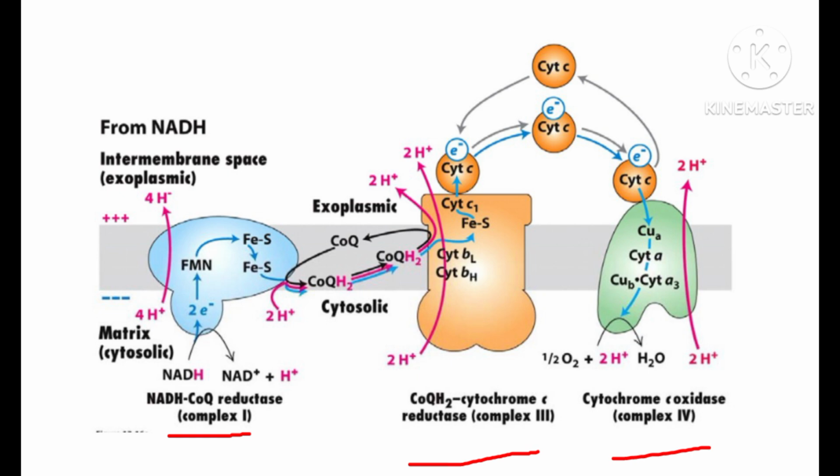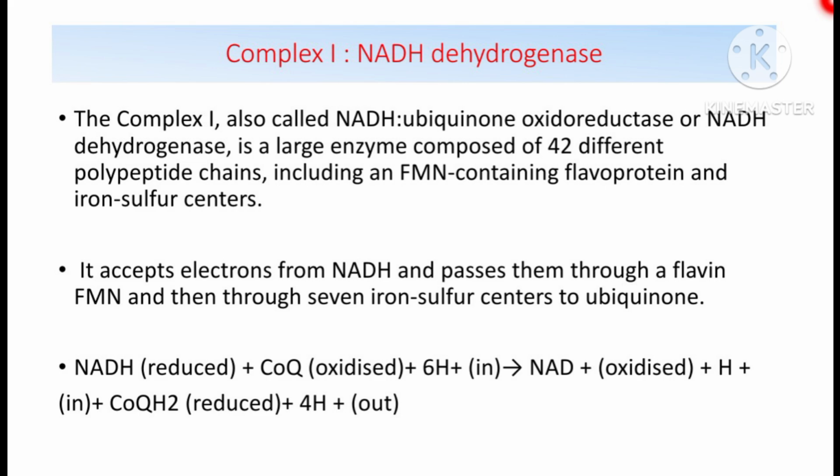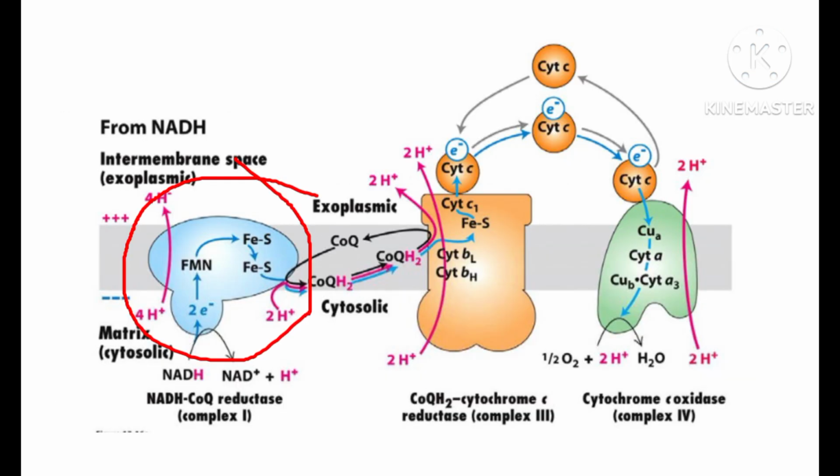In the electron transport chain, there are 4 types of complexes: complex 1, complex 2, complex 3, and complex 4. In all complexes, various electron carriers like cytochrome and iron sulfur proteins are present. Complex 1 is known as NADH dehydrogenase, containing FMN flavoproteins and iron sulfur clusters. There are 7 iron sulfur clusters present in NADH dehydrogenase.